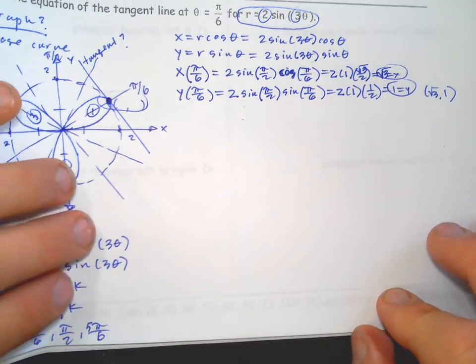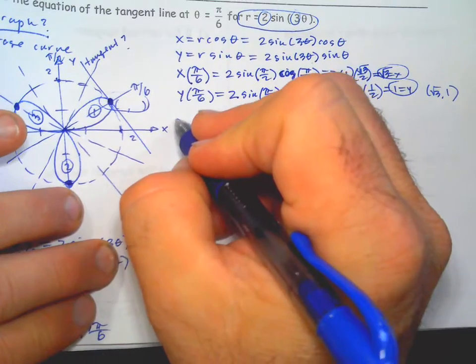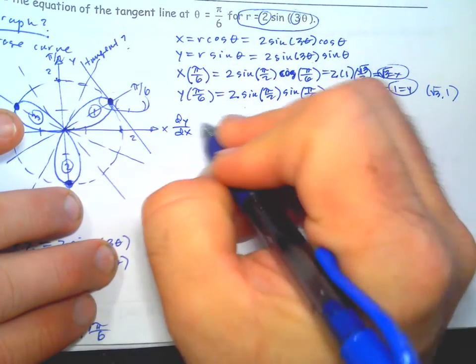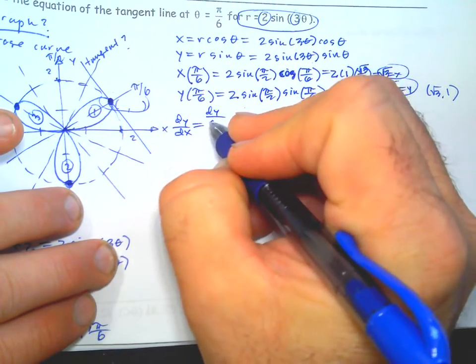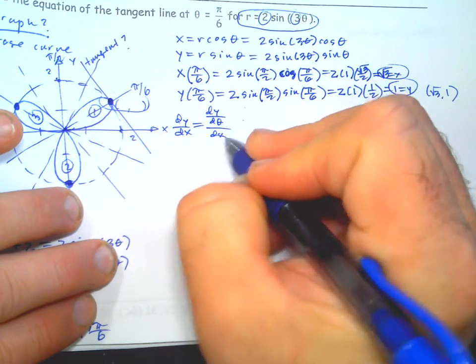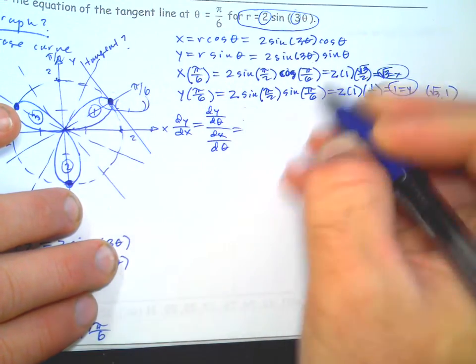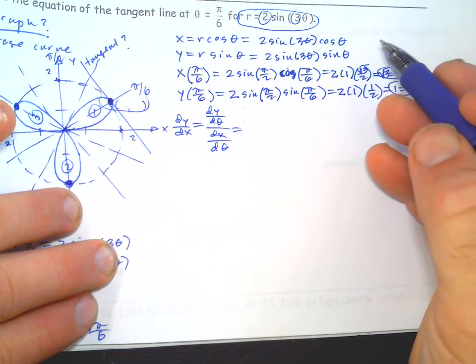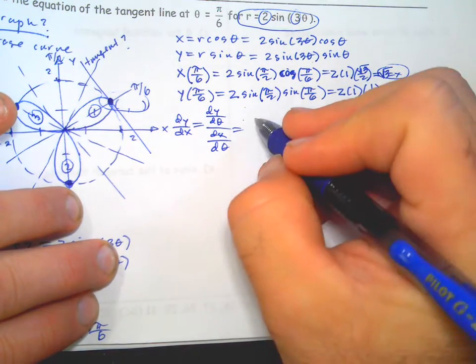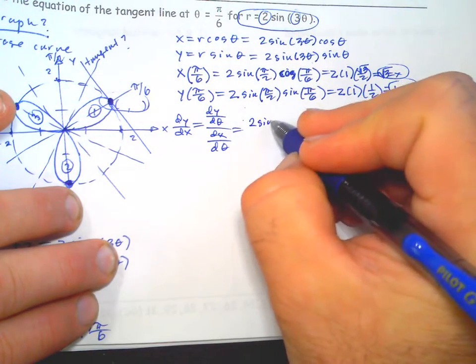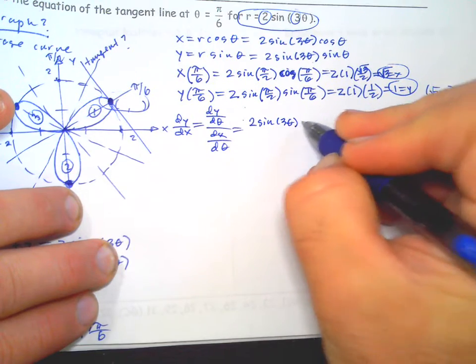So that's part of it. And then the other part is we need the slope. So that's going to be dy dx. And we know that dy dx is going to be dy d theta over dx d theta. And we don't need any formulas for that because let's just take the derivative of what we have up here. Use product rule, 2 sine 3 theta, derivative of cosine is negative sine.